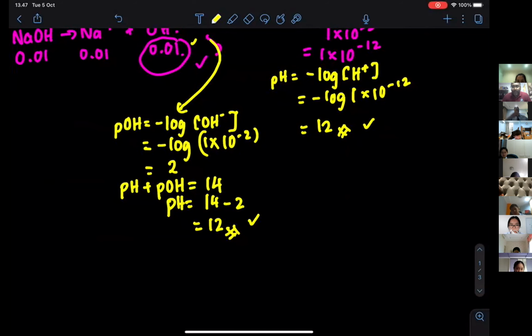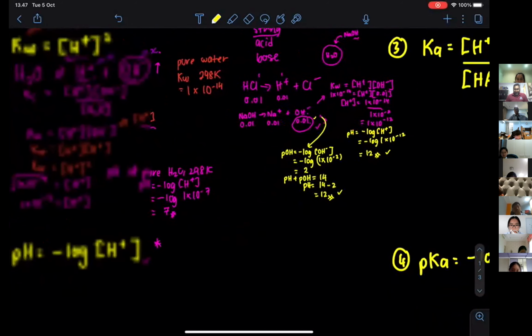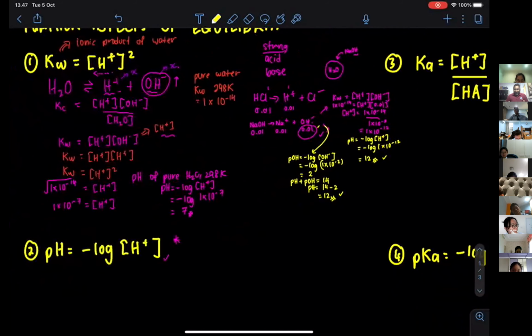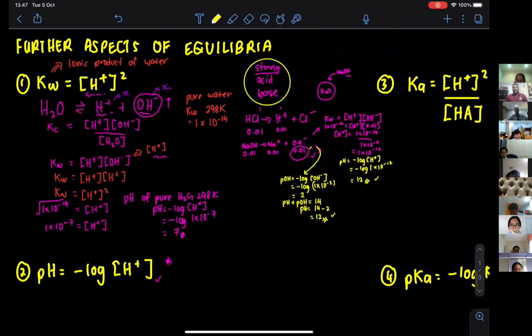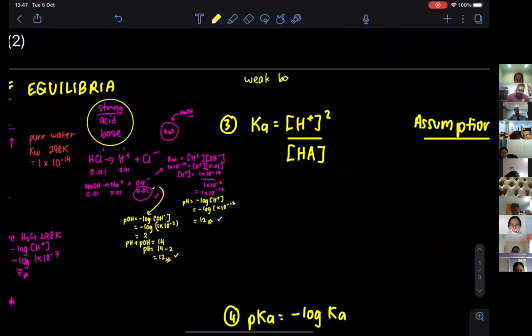This one I went through already with you. The next thing that I want to teach you: we have learned about these two formulas, and do remember all these are related to strong acid and strong base. When we deal with weak acid and weak base, in your syllabus, you do not need to worry about weak base. You just need to focus on weak acid.